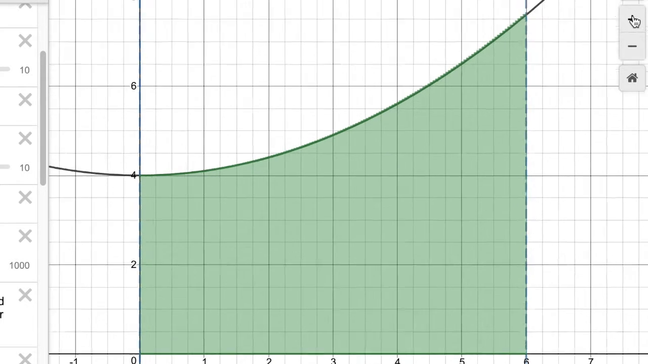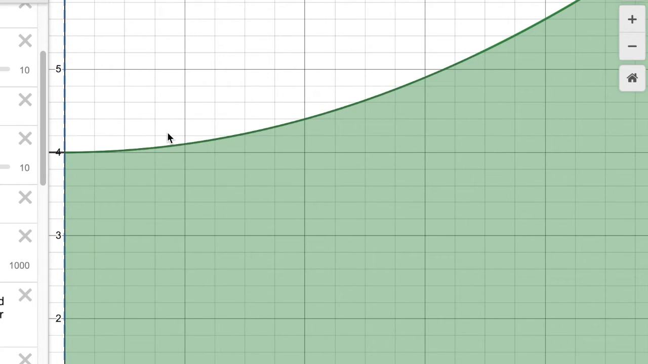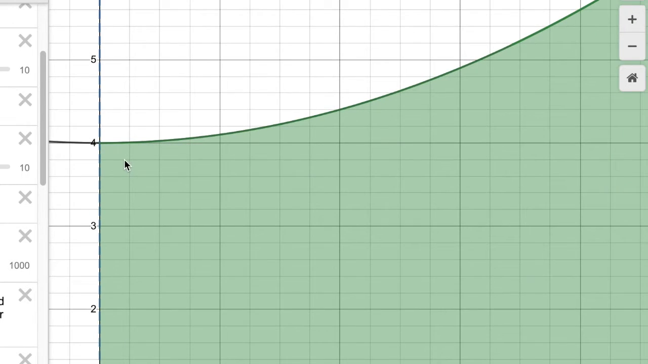If you zoom in, you can see there are little ridges there, but eventually, as n gets really, really big, my rectangles become just slivers and it looks like my whole area. So this is where we're going with this and how we're going to use this.